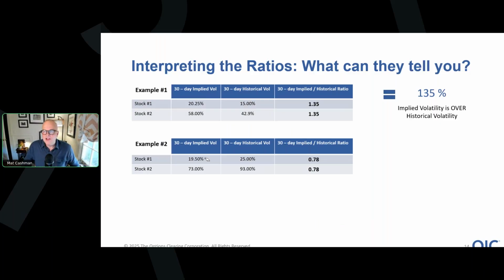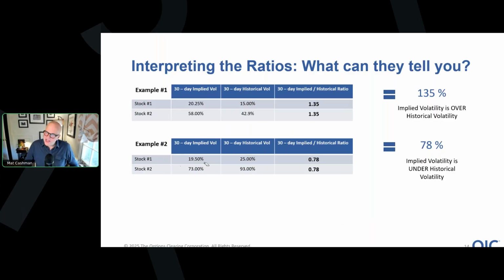To that end, let's look at another example. The 30-day implied vol is a 19.5 for stock 1, and the 30-day historical is 25. And then on stock 2, you have a 73 and a 93. Even though they're massively different in both historical and implied vol, those are completely different numbers, different universes totally. However, when you compare them to each other, they're both a 0.78 ratio of implied vol divided by historical vol.